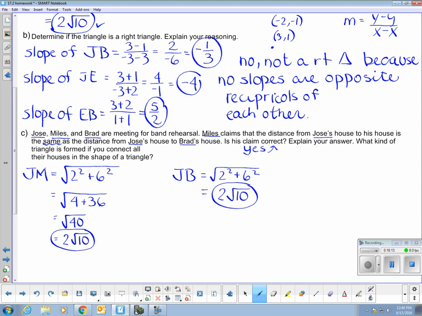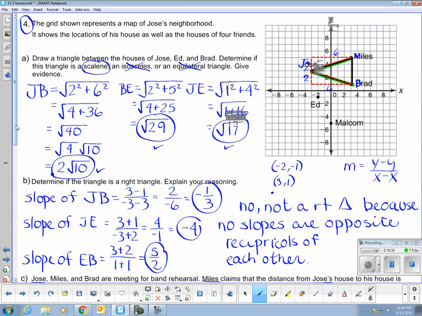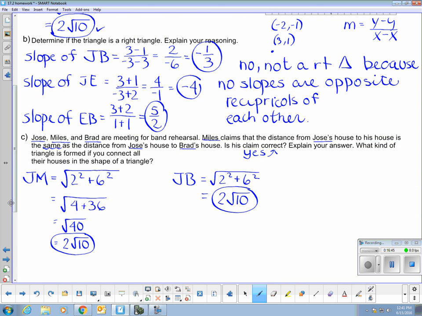And we can explain our answer by saying that we used the Pythagorean theorem and found the distance between the two. What kind of triangle is formed if you connect all their houses in the shape of a triangle? Well, because we know that 2 of the sides are the same, we know it's at least isosceles, but I need to find the third side. And the third side I can just count. 1, 2, 3, 4. This has a distance of 4. So the distance from M to B is 4, so since 2 of the sides are congruent, we would say that this is an isosceles triangle.